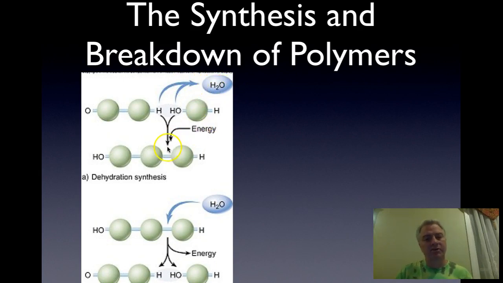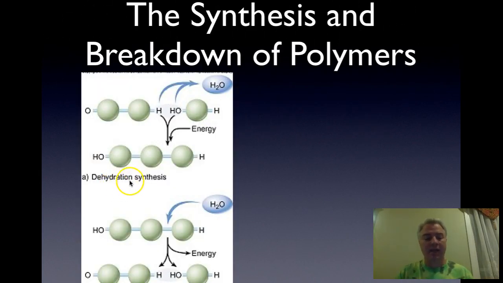Energy is going to be put into this too for this to happen, and so this is called a dehydration synthesis reaction. So we're taking water out to form this molecule. That's where you get this dehydration, taking water out and forming this molecule.